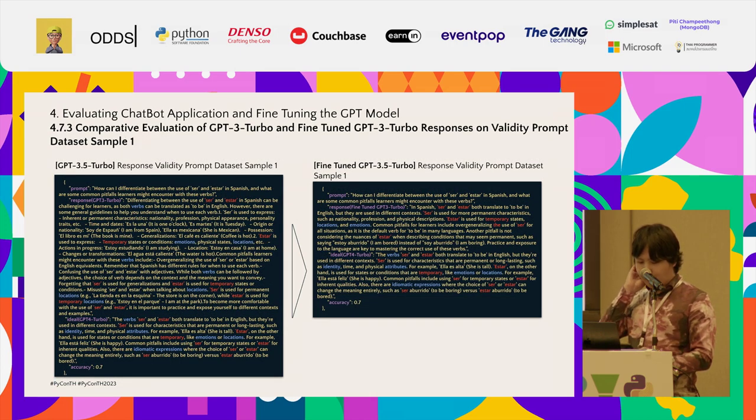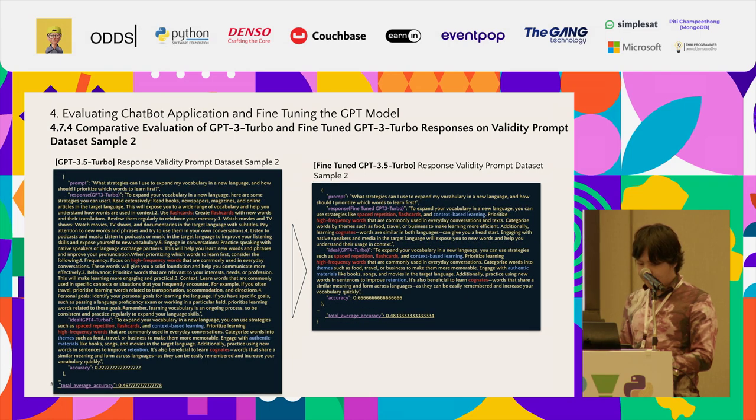So now comparing GPT 3.5 Turbo's responses to the validity prompts before and after fine-tuning. In the first sample, responses are shorter, but accuracy has not changed. Notably, the answer is now more similar to those from GPT-4 Turbo. So for the second sample comparison, the responses have become much shorter and now include crucial keywords, enhancing conciseness and accuracy. The accuracy rose from 0.2 to 0.6, but the total average accuracy only slightly increased from 0.46 to 0.48. So the validity did not improve significantly, but the responses are shorter. For future work, we could add metrics that measure response lengths for more detailed evaluation.